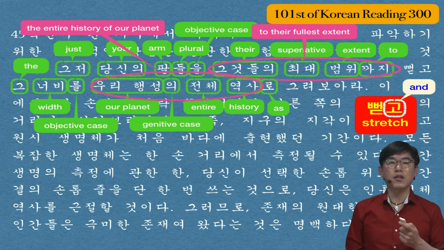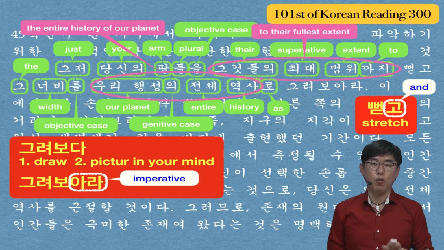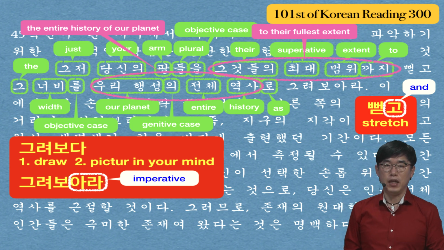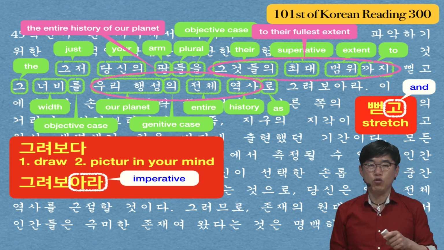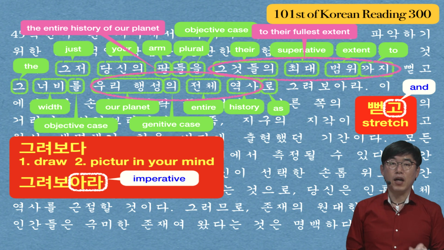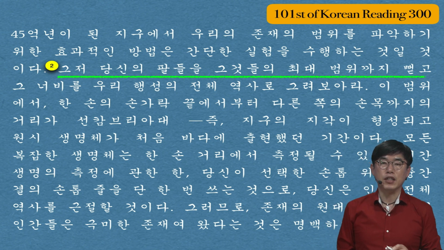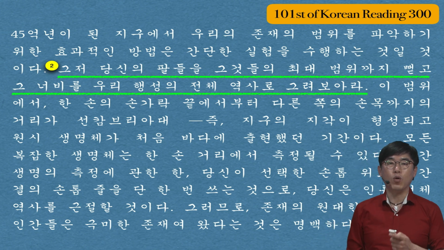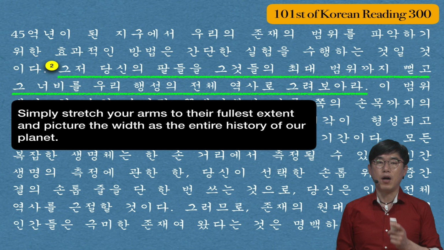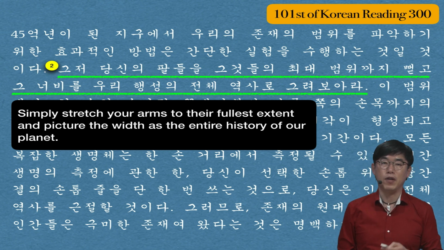And the final word 그려보아라. This is an imperative predicate and came from 그려보다. This word has a double meaning. The first one is to draw, and the second is to picture in your mind. In this sentence, by the context, this is the second one, right? So, 그저 당신의 팔을 그것들의 최대 범위까지 뻗고 그 너비를 우리 행성의 전체 역사로 그려보아라. Simply stretch your arms to their fullest extent and picture the width as the entire history of our planet.